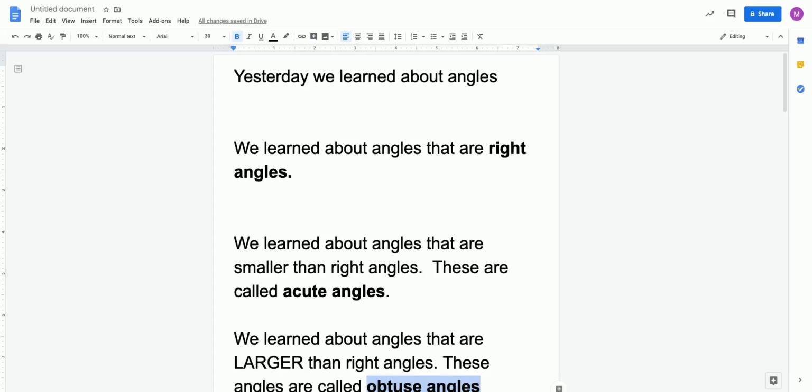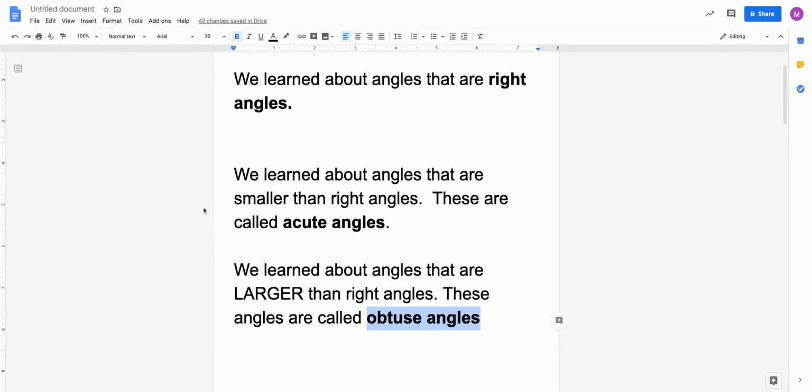Hello, math students. Yesterday we learned about angles. We learned that some angles are right angles, where they make the corner of a page or the corner of a room. We learned about angles that are smaller than right angles. These angles are called acute angles.